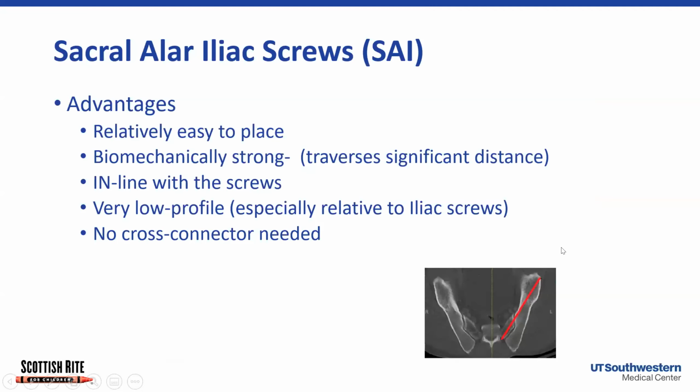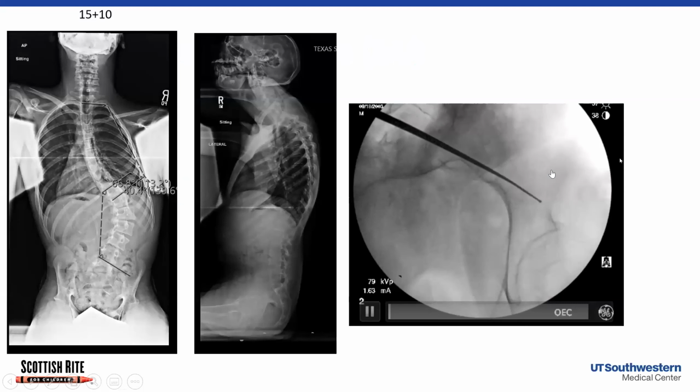The sacral alar screws, which were developed by Paul Sponseller and his colleagues, are really the mainstay, I think, of most institutions. We certainly use them. It's relatively easy to place. Paul's got a nice publication on how to place them. They're biomechanically strong. They're in line with your other screws. They're very low profile, and you don't need a cross connector, and they're very nicely done.